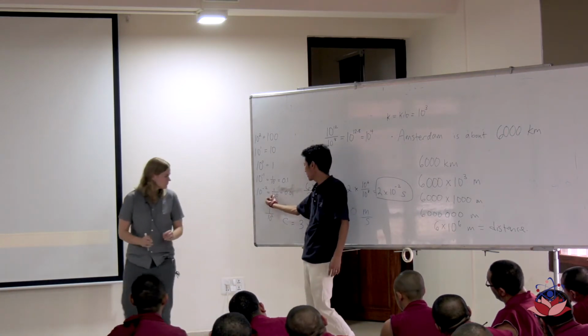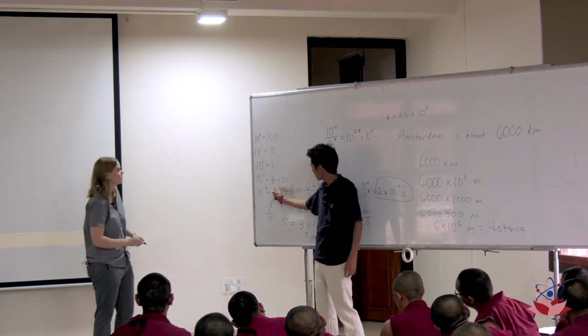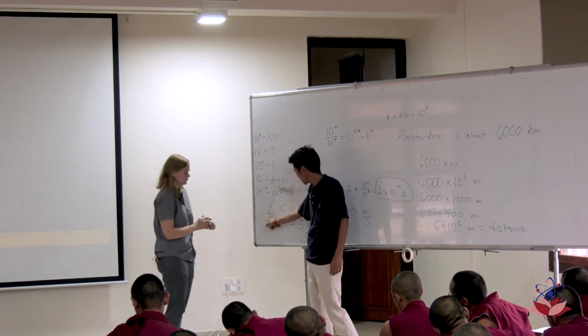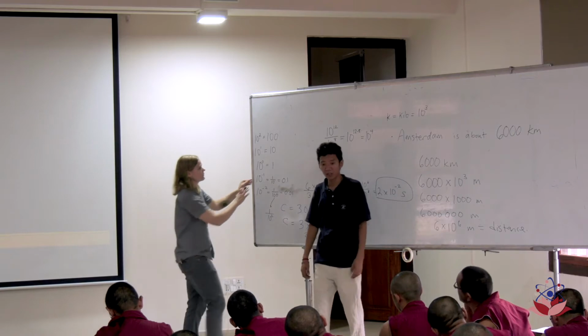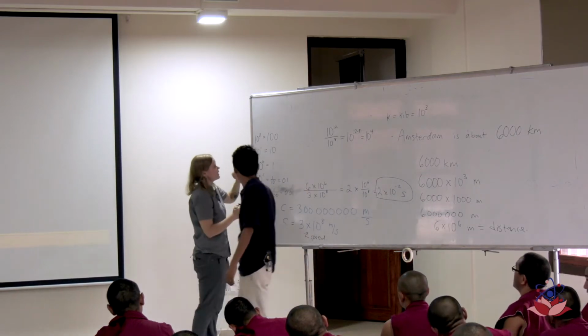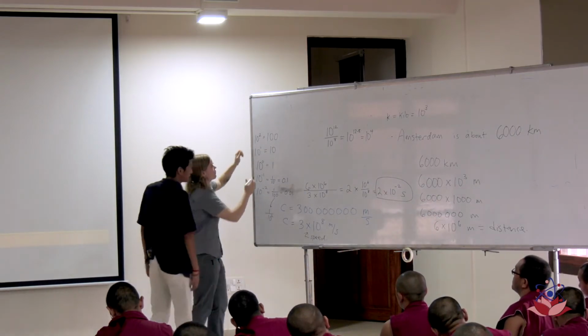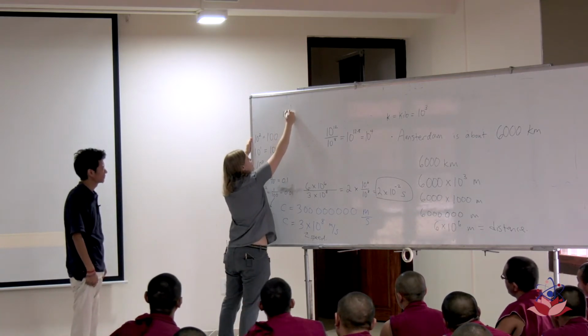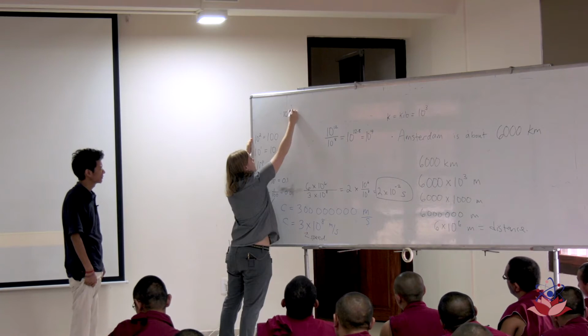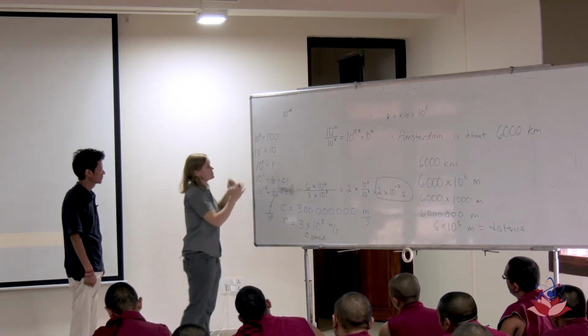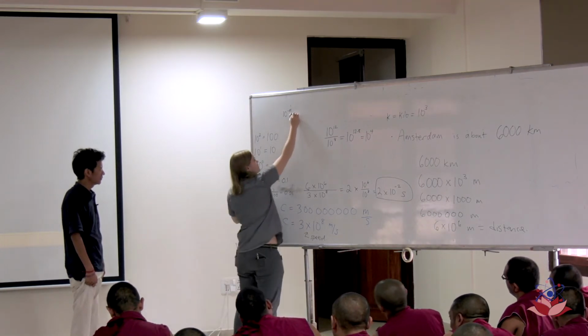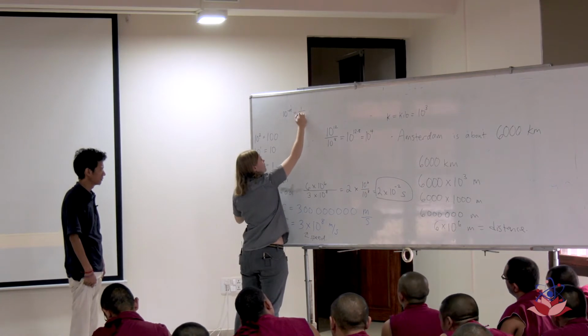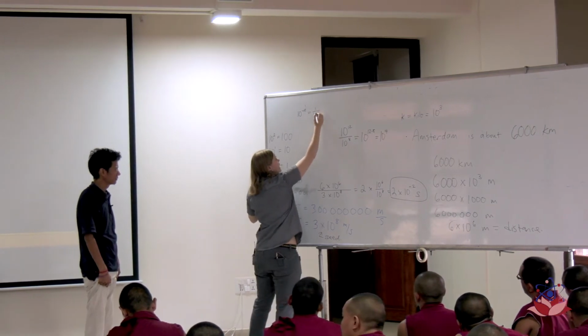And that's actually a more general rule, which is that if I have 10 to the minus n, where n is some arbitrary number, then this is equivalent to 1 over 10 to the n.